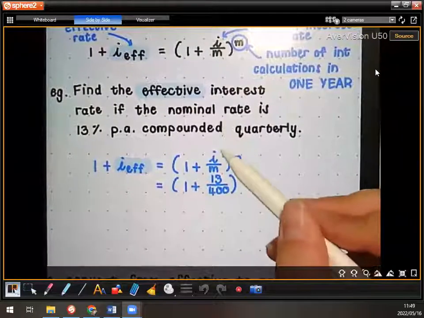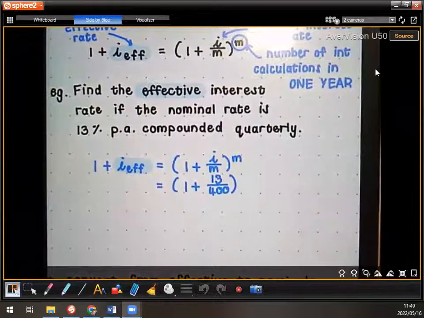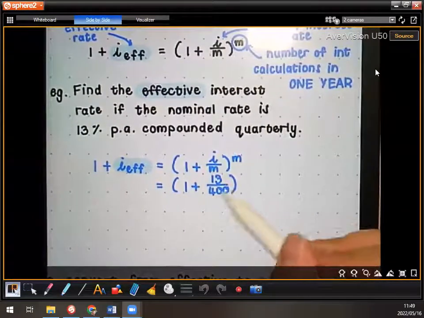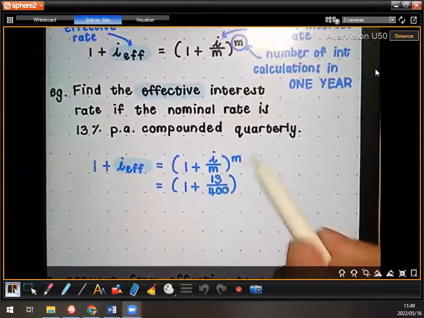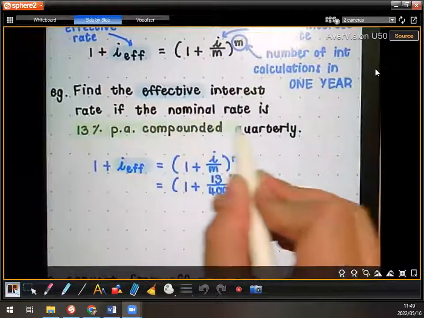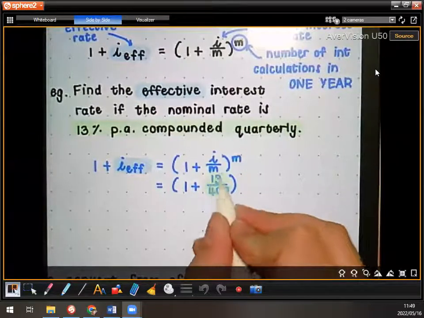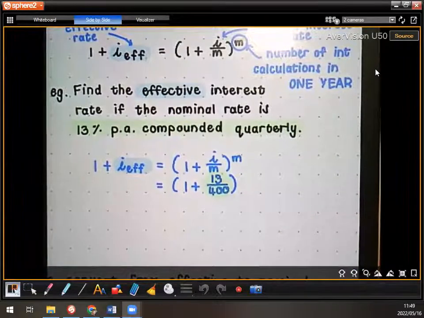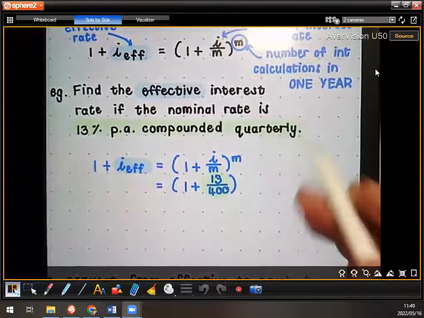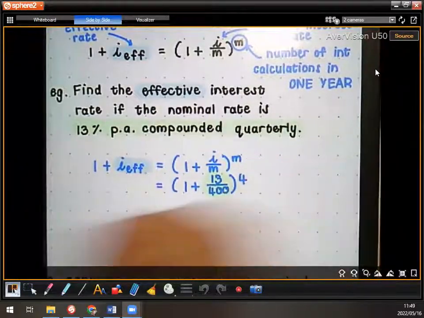Even though they're writing it in a strange way in the formula, I over m, we don't usually write it like that. You still just put your nominal interest rate in this formula. So maybe if you have a different color highlighter, you can do that. 13% per annum compounded quarterly. That is what you put in that formula. Now guys, how many quarters are there in 1 year? 4, so that is your m value.